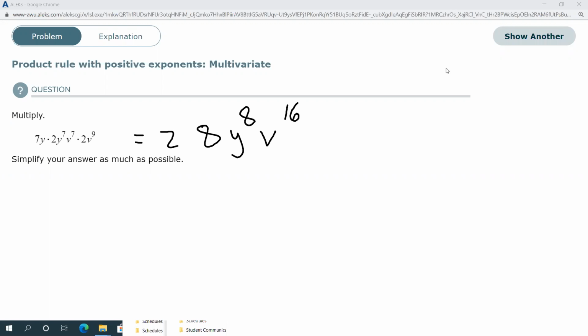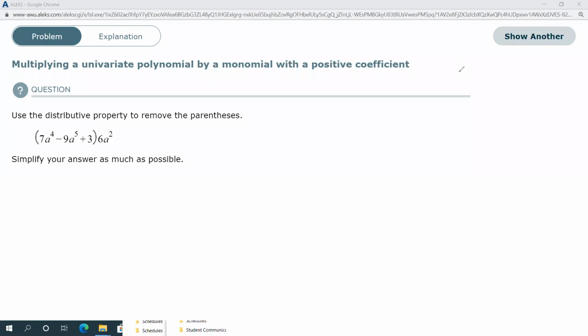That's how it's done. Now on this one, we've got some addition and subtraction going on, so I've got to be a little more careful. All of that is being multiplied by 6a squared. So you can think of it as, there's one boy and there are 3 girls, and every boy dances with every girl, or every girl dances with every boy.